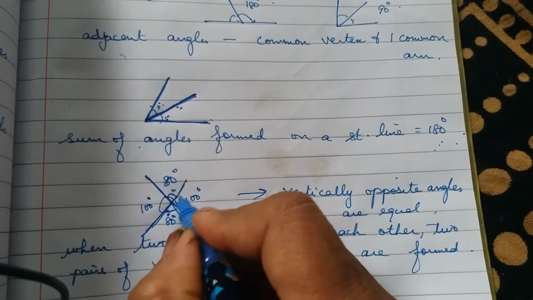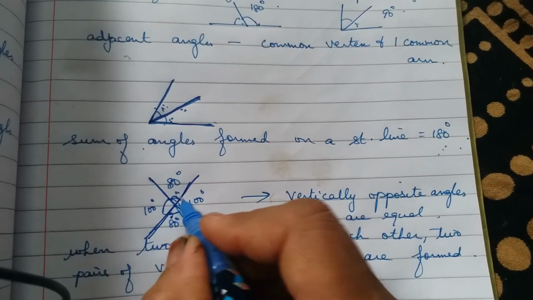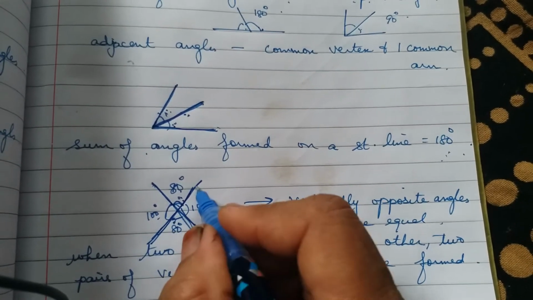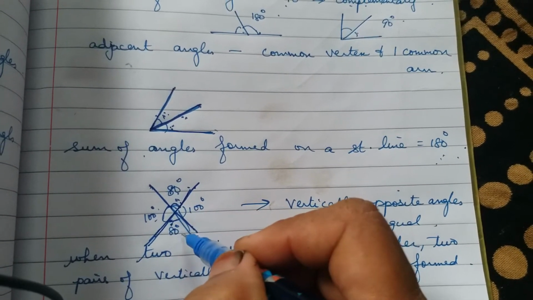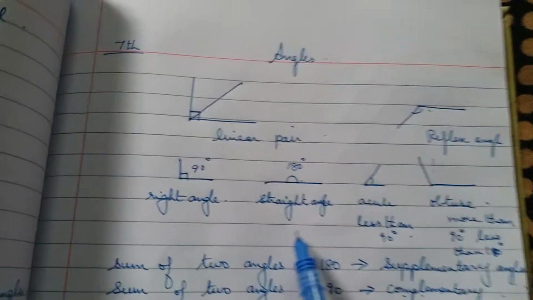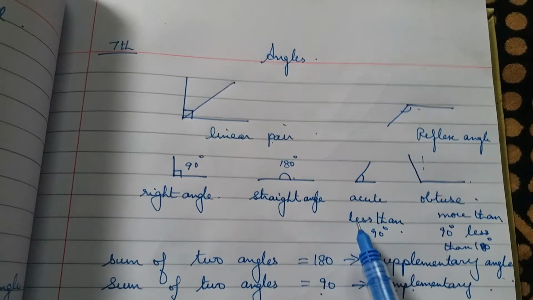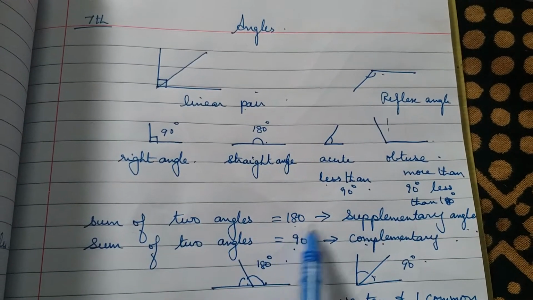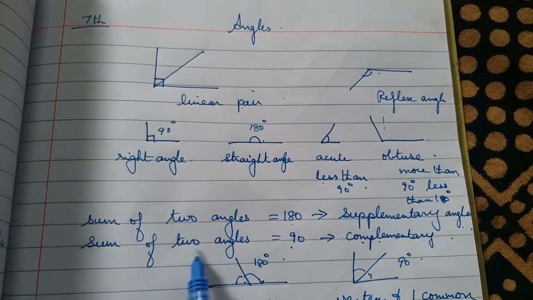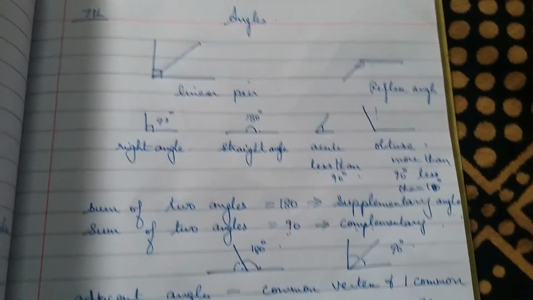So add up the angles and see, this is your straight line. The angle will be equal to 180 degrees. So angles on a straight line add up to 180 degrees, and you must know that vertically opposite angles are also equal. So what we have seen now is the right angle, straight angle, acute angle, obtuse angle. If the sum of two angles is equal to 180 degrees, they are supplementary. If the sum of two angles is equal to 90 degrees, they are complementary.